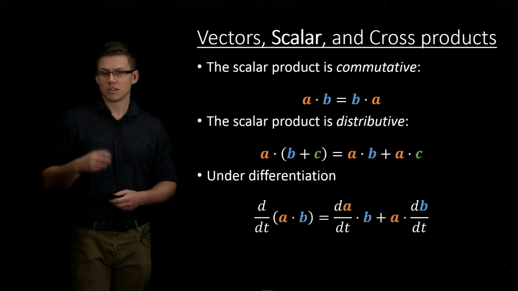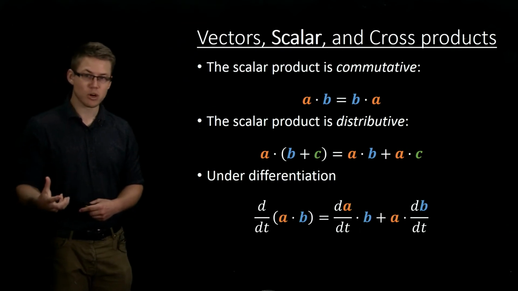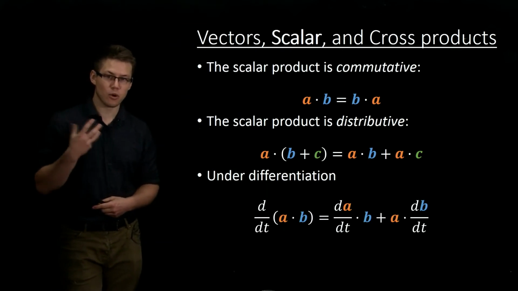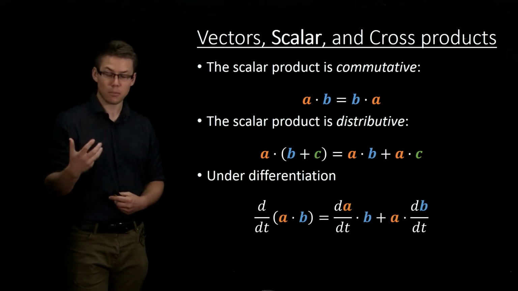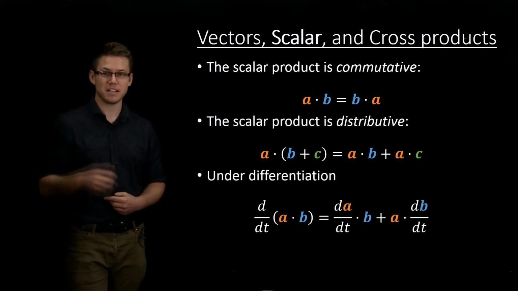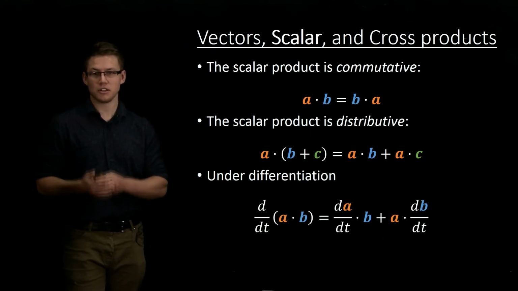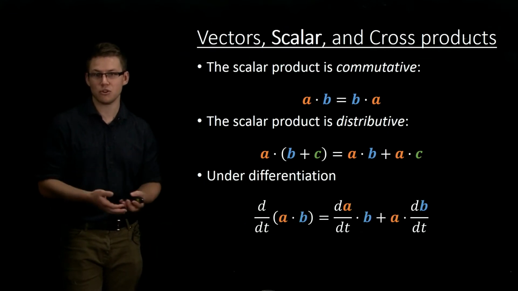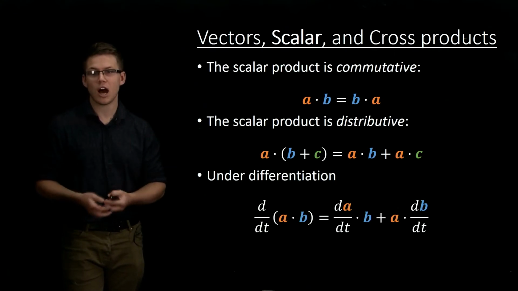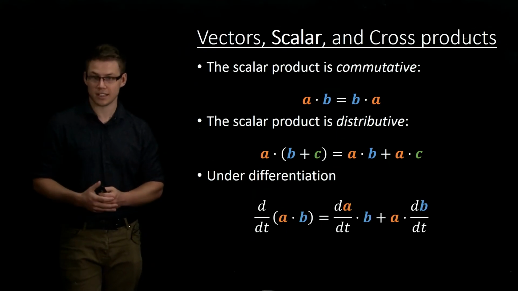Okay? Some things to note about the scalar product. You may not have heard these words before, but you'll certainly know what they mean. The scalar product is what we call commutative. So this means that a dot b is equal to b dot a. Standard numbers are commutative: 2 times 3 is equal to 3 times 2. That's something you're quite used to. And for scalar products, this remains true. You'll see that for cross products, this isn't the case.